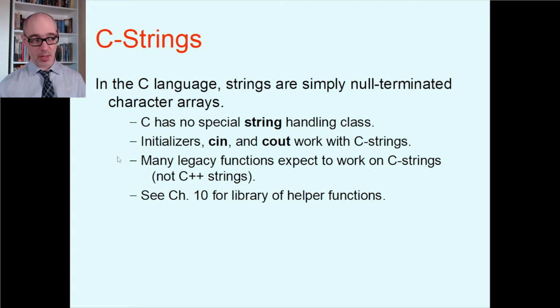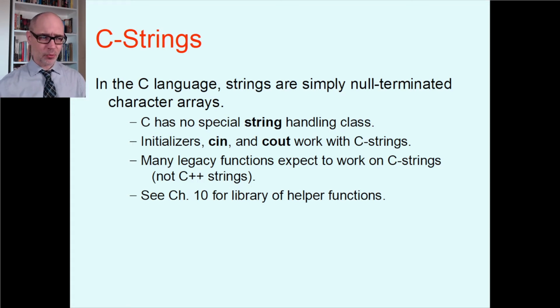Fortunately, here we are in C++. You can still do that, use a character array for a string, and initializers with string literals work with that. cin and cout know about C strings and will work automatically with that. And I like talking about it now because there's a bunch of legacy functions, a bunch of older functions in C++ that still expect to work on C strings, not C++ strings. Off the top of my head, I'm thinking command line arguments need C strings, and writing structures to binary files needs C strings. And that's all stuff we'll talk about in the future.